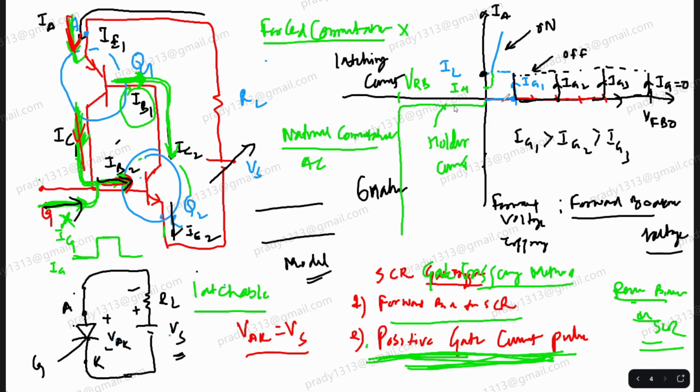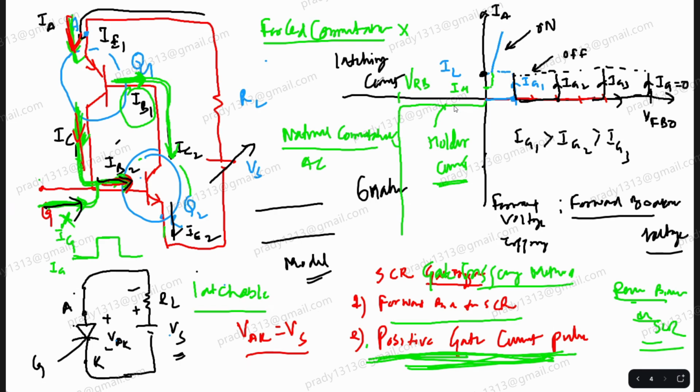Clear? Yes, sir. While turning on, the current should cross latching. While turning off, it must fall below holding current. Holding current, the name itself is telling you it is holding the device from turning off. If the current falls below it, it will turn off.